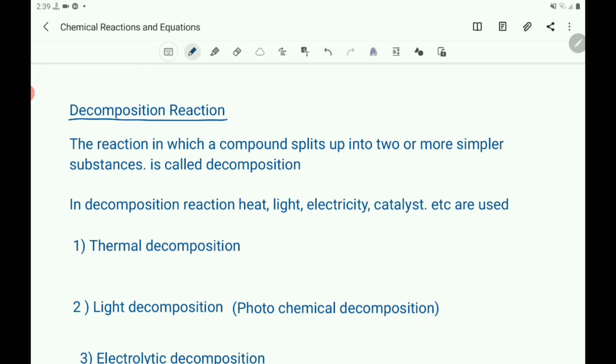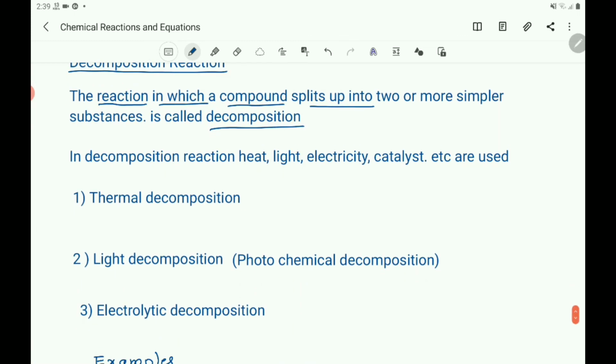Now you write decomposition reaction. What is decomposition reaction? The reaction in which a compound splits up into two or more simpler substances is called decomposition. So you write that reaction in which a compound splits up into two or more simpler substances is called decomposition. In decomposition, heat, light, electricity, catalyst, etc. are used.